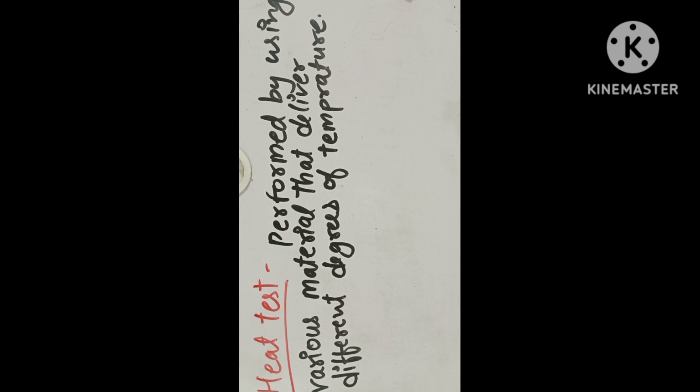In the pulp test, we can use any type of heat conduction instrument or thing which can be tested on the tooth surface. Then it gives the response by the patient and we can note the response of the patient and observe whether it is pulpitis, irreversible pulpitis or reversible pulpitis. So heat test is performed by using various materials that deliver different degrees of temperature.